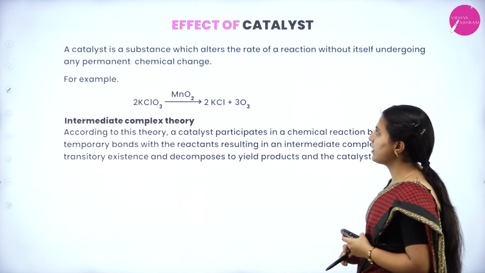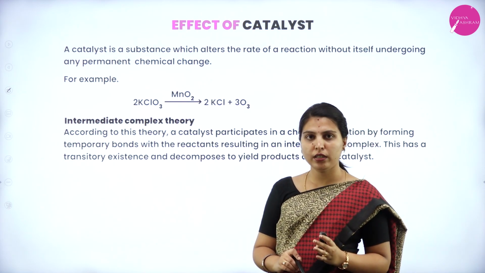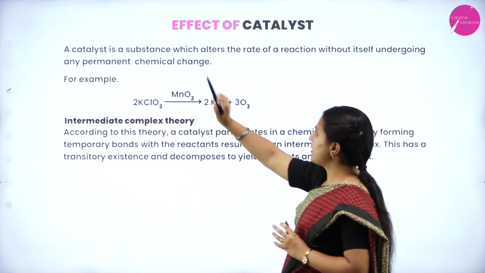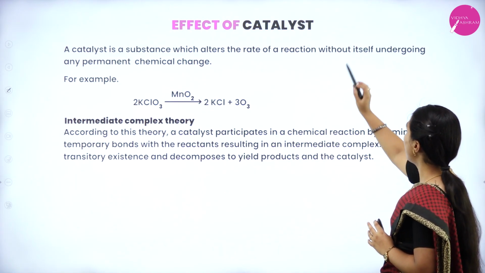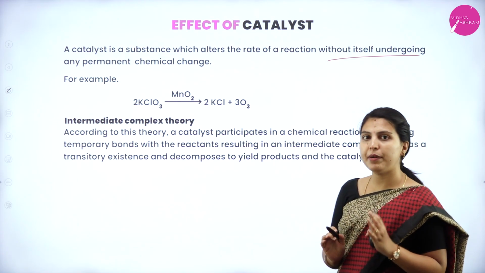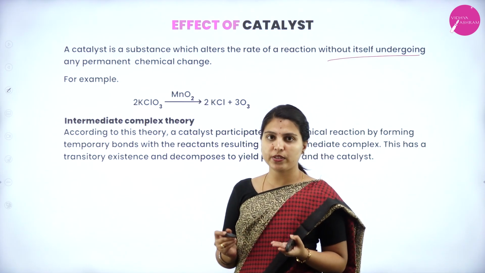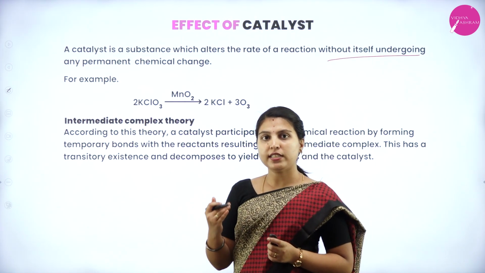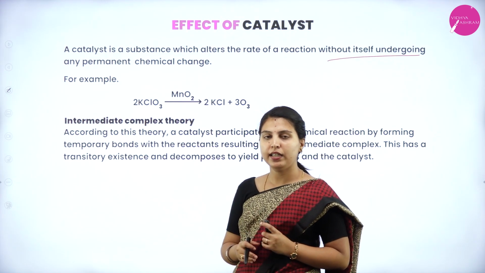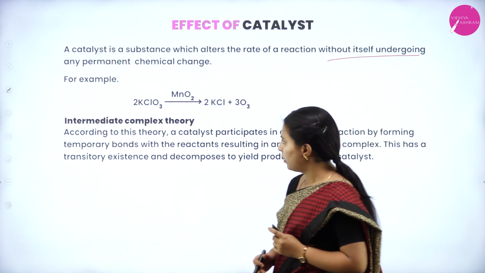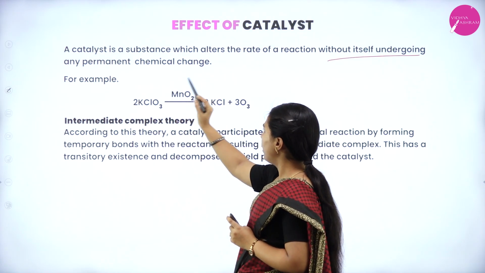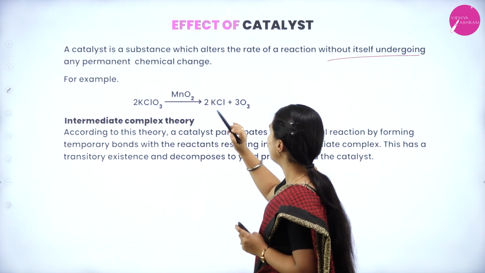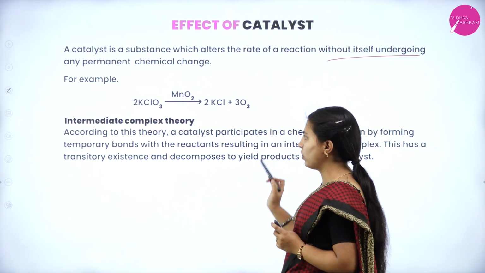Next, effect of catalyst. A catalyst is a substance which alters the rate of a reaction without itself undergoing any permanent chemical change. Its chemical composition will not change, but it will alter the rate of a reaction in a chemical reaction. For example, in this reaction potassium chlorate, in the presence of manganese oxide, will form potassium chloride plus oxygen.